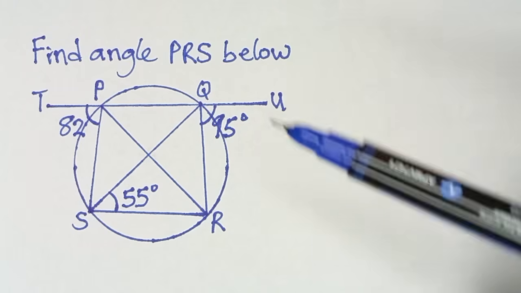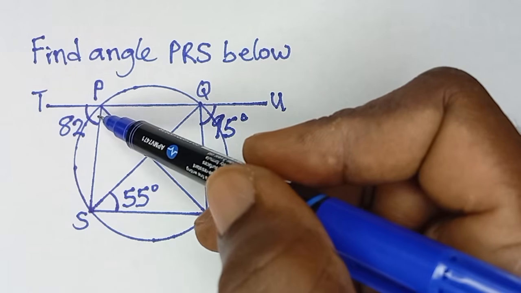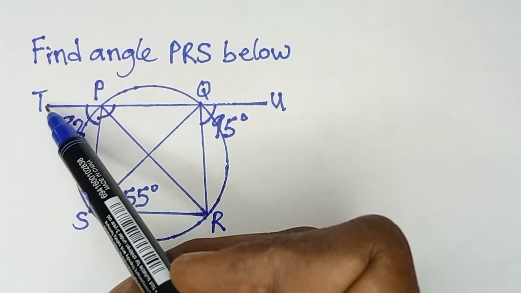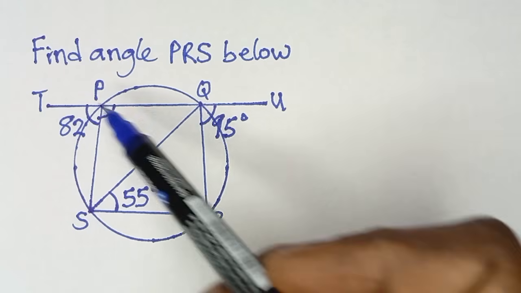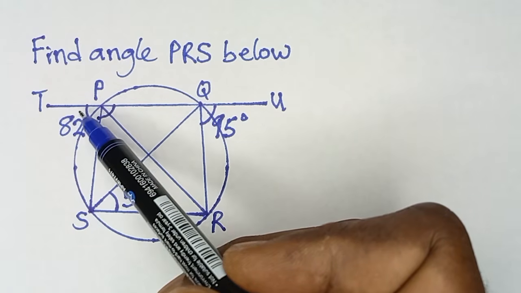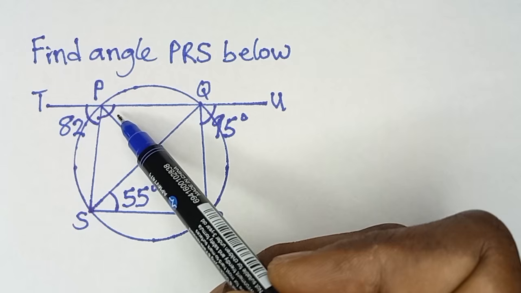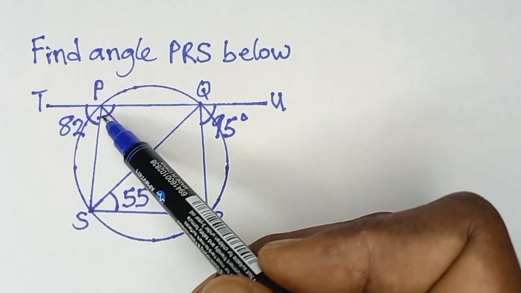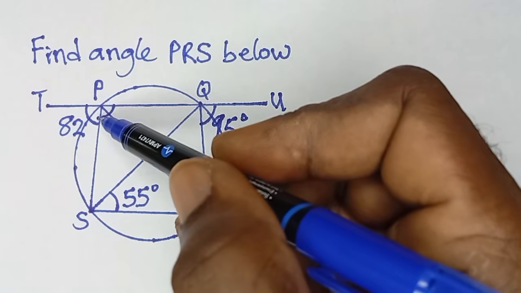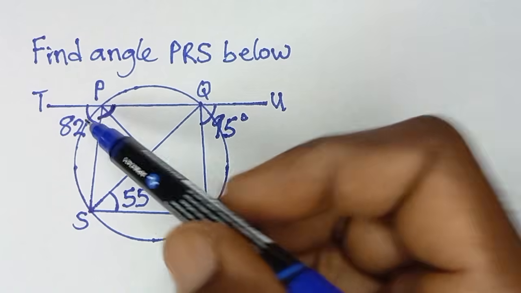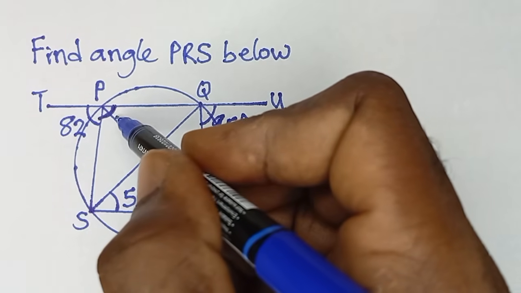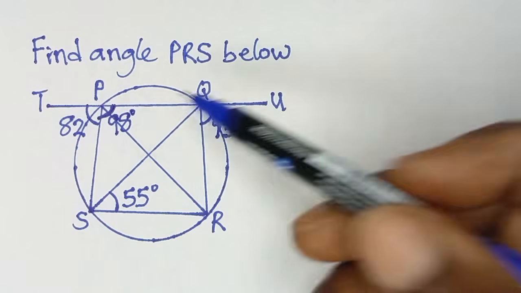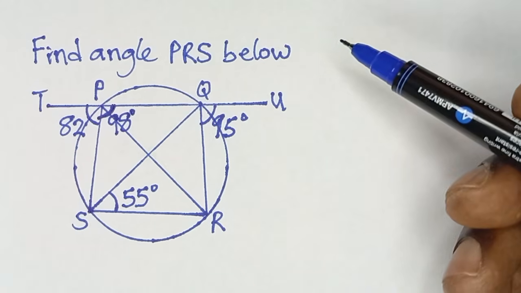Now, the first thing I want us to do here is to look at this angle here. This is a straight line and this is 82. Sum of angles on a straight line is 180. So if this is 82, for us to get this angle on this other side, we have to say 180 minus 82. And that will give us the whole of this angle as 98 degrees. So this angle is 98.